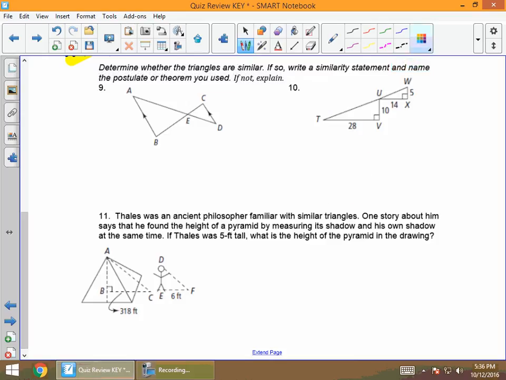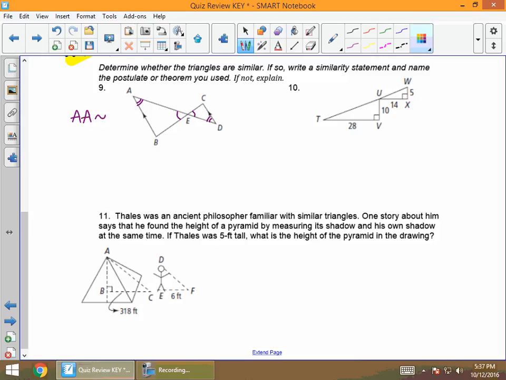All right, number 9, determine whether the triangles are similar. If so, write a similarity statement and name the postulate or theorem you used. If not, explain. So, looking at number 9, I can see that I have bow tie triangles, so my vertical angles are congruent. I also see that side AB is parallel to CD, which means that alternate interior angles, so angle A is congruent to angle D. Are these two triangles similar? They absolutely are by the angle-angle similarity postulate.